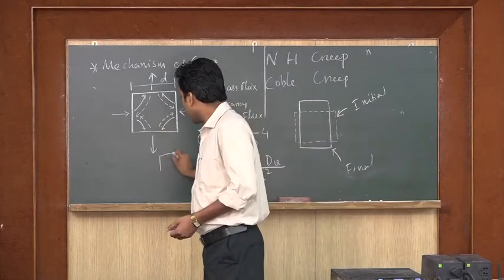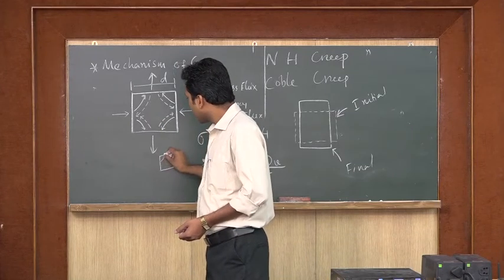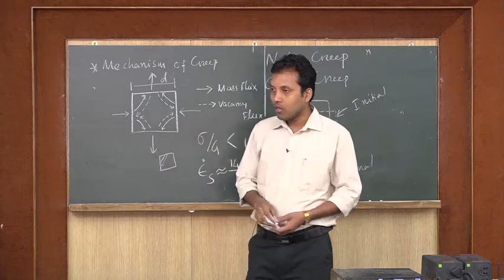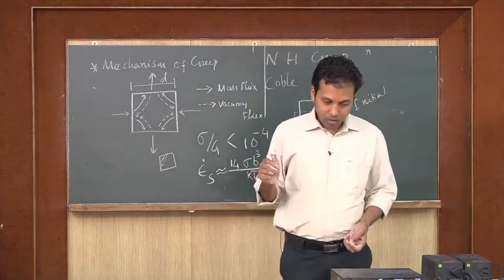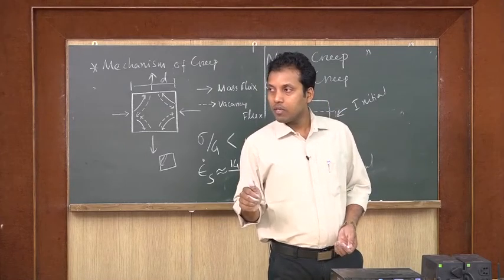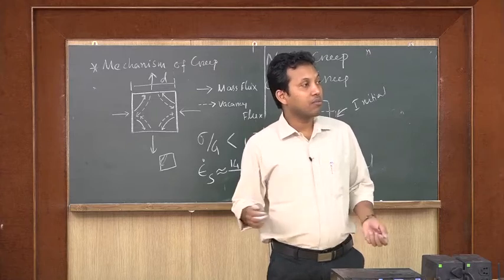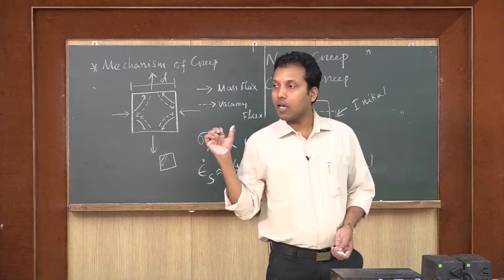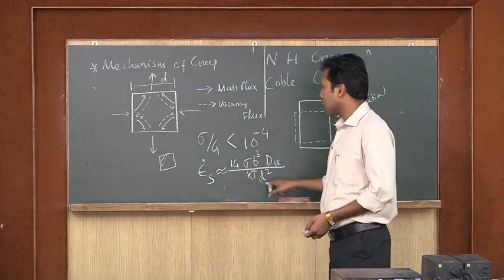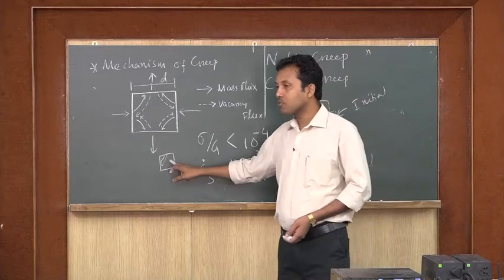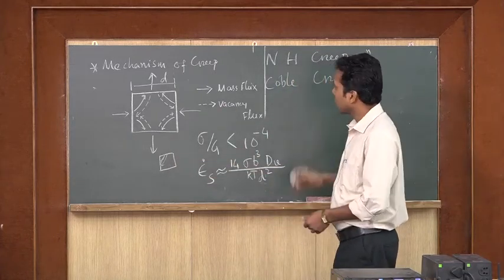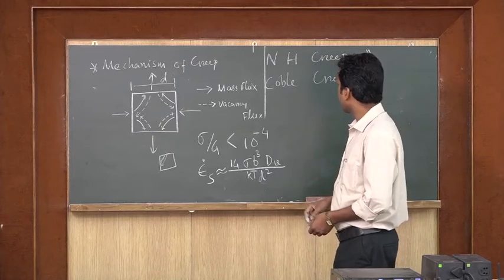Instead of this, if I have a grain like this, from here to here movement of atom or vacancy is much easier compared to this one. Okay, so diffusion creep is much more pronounced if I have a small grain size, because the diffusion distance reduces. Fine. Okay, so this is Nabarro-Herring creep.